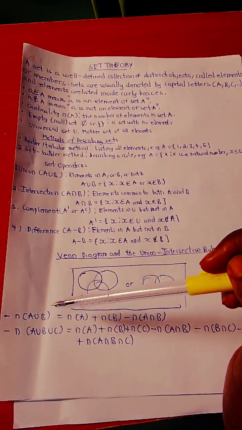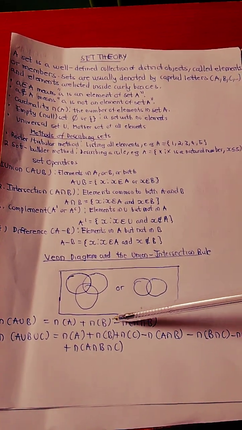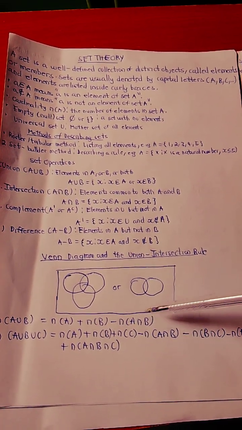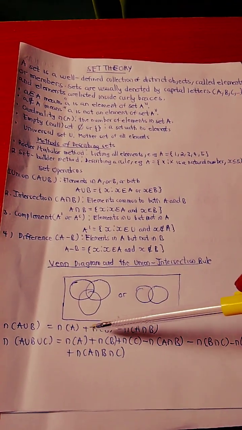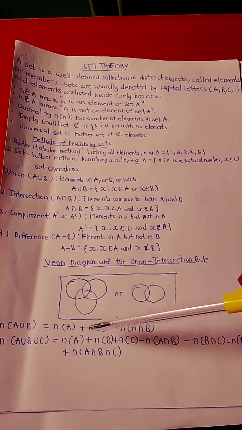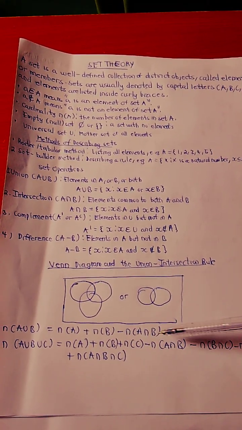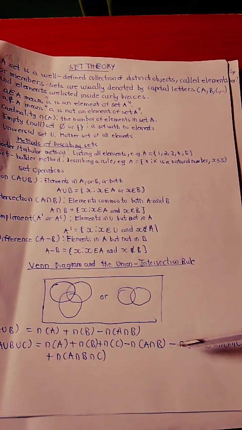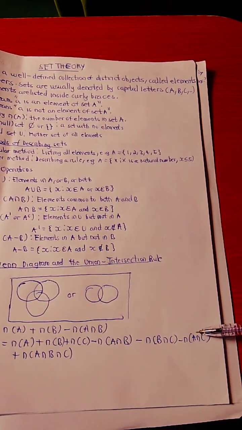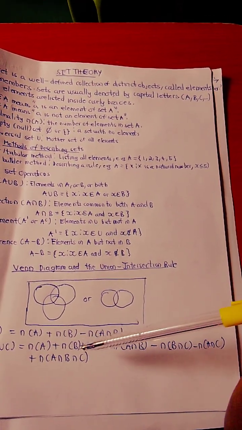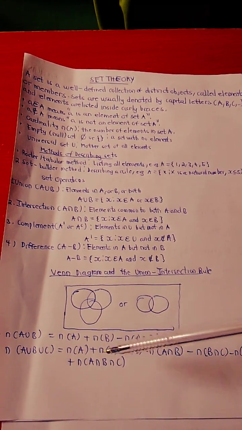And we have the rules here. The number of elements in A union B is equal to the number of elements in A plus the number of elements in B minus the number of elements in A intersection B. The number of elements in A union B union C is equal to the number in A, B, and C, minus the number in A intersection B, B intersection C, and A intersection C, plus the number in A intersection B intersection C. So these are the rules you're supposed to take note of.